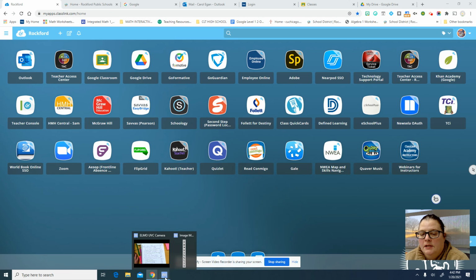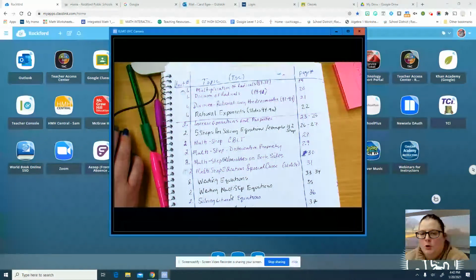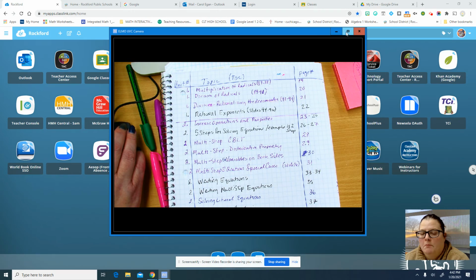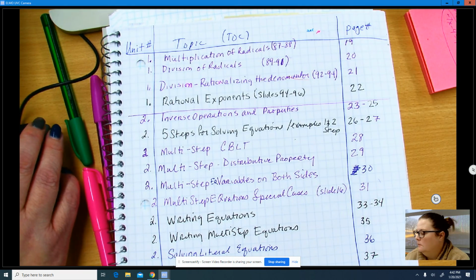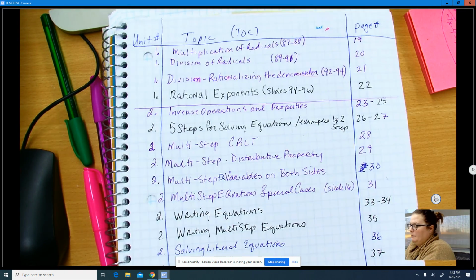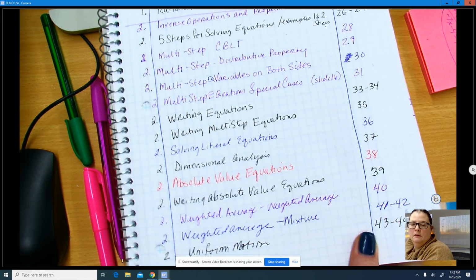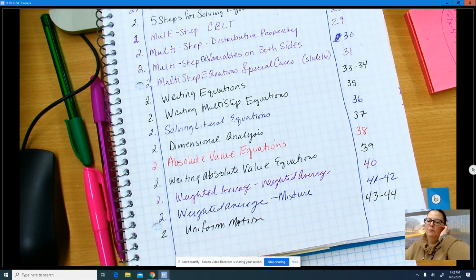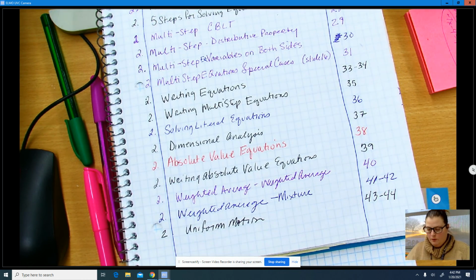Okay, guys, we're going to continue on today learning about uniform motion problems. So in our table of contents, our TOC, uniform motion 43 and 44. Might even go a little bit on 45, we shall see. So make sure you write that on your TOC, uniform motion.